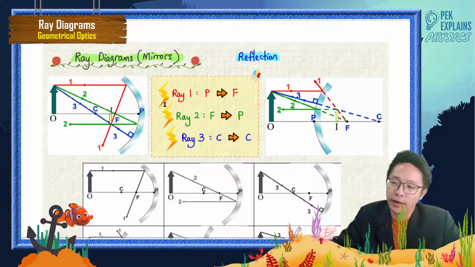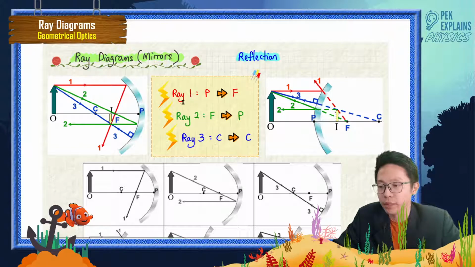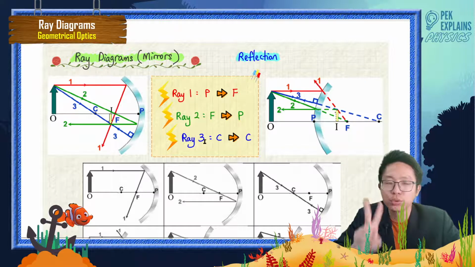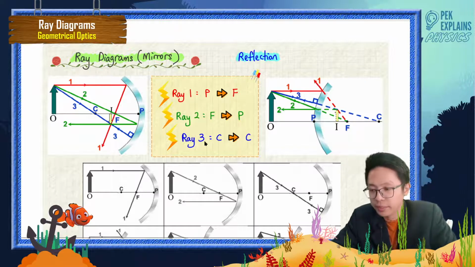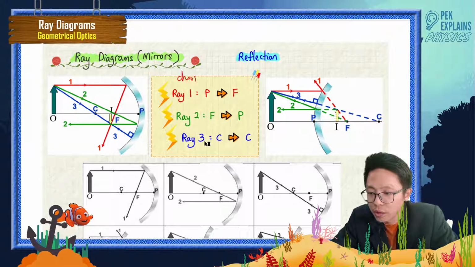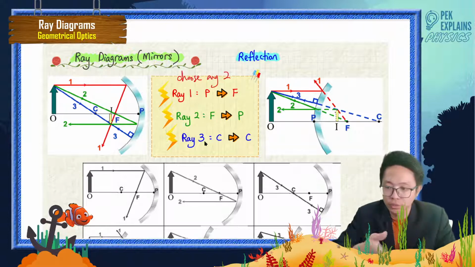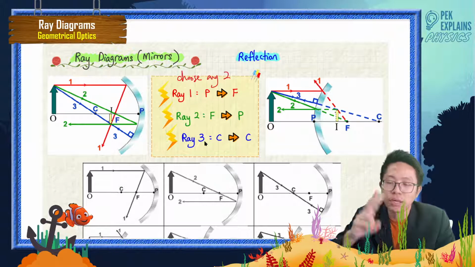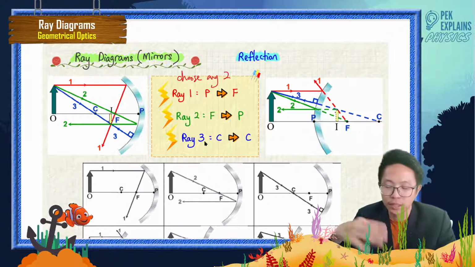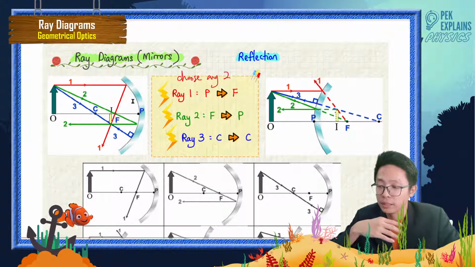Ray diagram, normally you have 3 rays to guide us to get the image. Ray 1, ray 2, and 3. We only need to draw 2 out of these 3. We just choose any 2 rays. Don't need to draw all 3. You just need to draw either 2 rays. Then we can get the intersection point, and that forms the image.